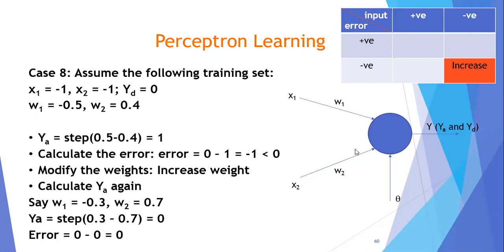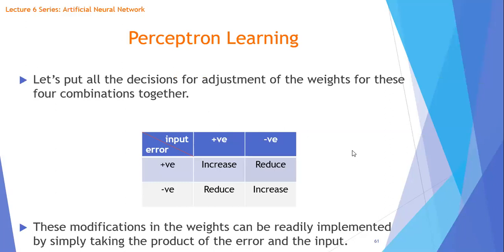So if you put all these rules together now, we get this. This one is showing all the different decisions we've taken throughout these 8 combinations. So, for example, when input was positive and error was positive, we said you have to increase. When the input was negative and the error was also negative, you had to increase. And for the other 2 combinations, we said you have to reduce weight. Okay, so these modifications to the weights can be readily implemented by simply taking the product of error and the input.